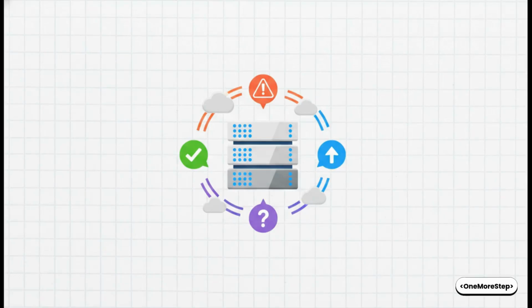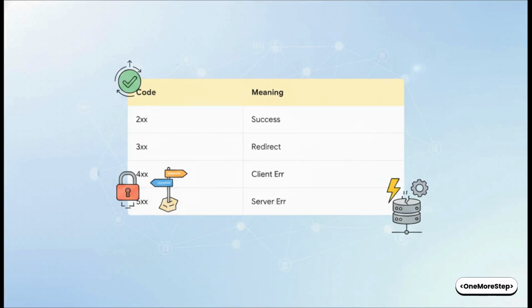Part 5. How HTTP works. Status codes. The response language. So how do servers communicate results? They use distinct families of 3-digit status codes. The 200s mean success, while the 300s handle redirection. Now, if you see a 400-level code, that indicates a client mistake, meaning you made a syntax error in your request. But if you hit a 500-level code, that indicates a server failure. Your request was totally fine, but the server itself crashed or failed while trying to process it.